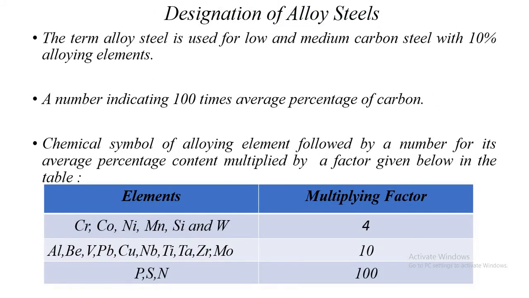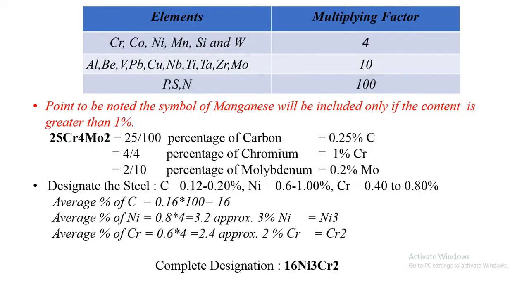Designation of alloy steels. The term alloy steel is used for low and medium carbon steels with up to 10% alloying elements: a number indicating 100 times the average percentage of carbon, and a chemical symbol of alloying element followed by a number for its average percentage content multiplied by the factor given below in the table. So this table gives you the different alloying elements towards the left and their respective multiplying factors. Now point to be noted that the symbol of manganese will be included only if the content is greater than 1%.